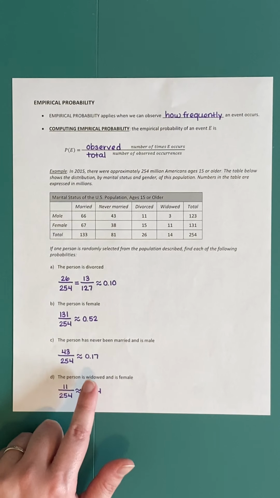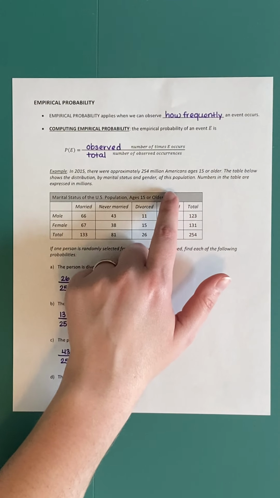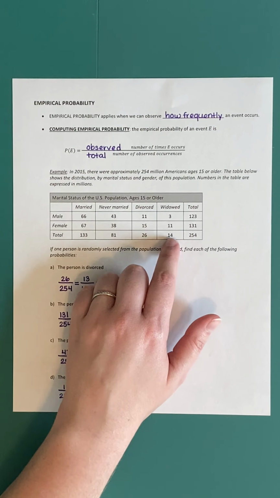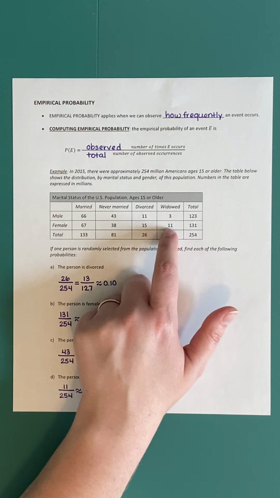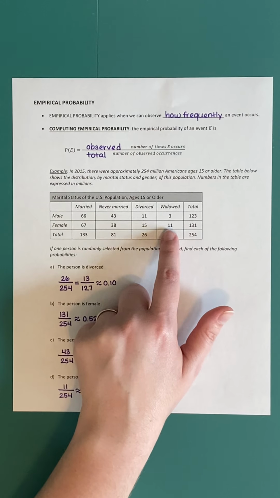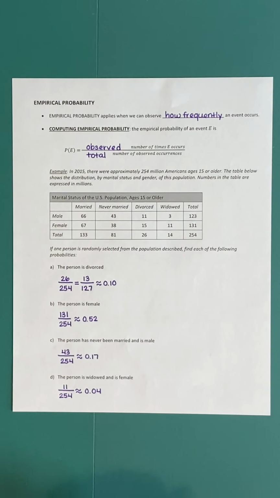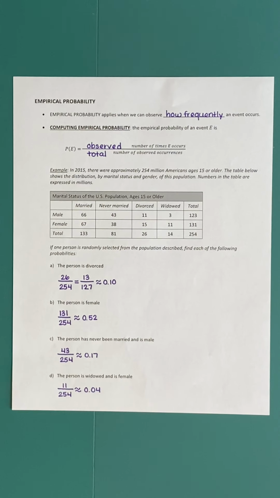And then last, suppose the person is widowed and is female. So we're looking at the category of widowed individuals and then individuals that are female. This is the cell where those two column and row intersect. So that's going to be 11 people out of the total of 254, which is approximately 0.04. So about 4% of the time, we would choose someone who meets these qualifications.